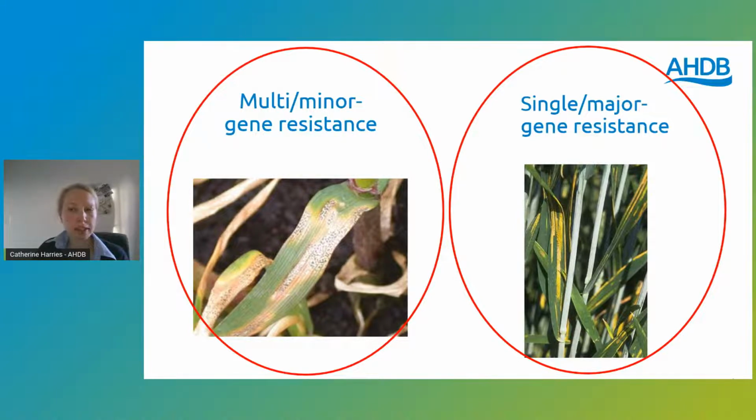And although it doesn't tend to give such a high level of resistance overall, it's what we call durable, and it can usually be relied upon. So that's why septoria ratings tend to be stable, whereas yellow rust ratings can see big changes from year to year.